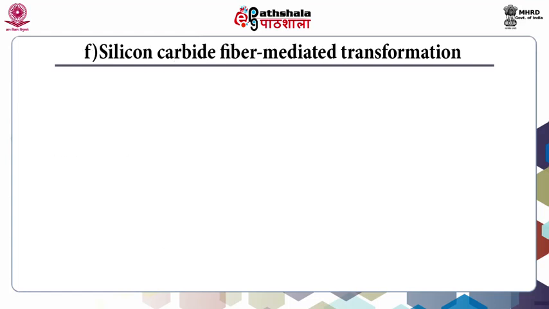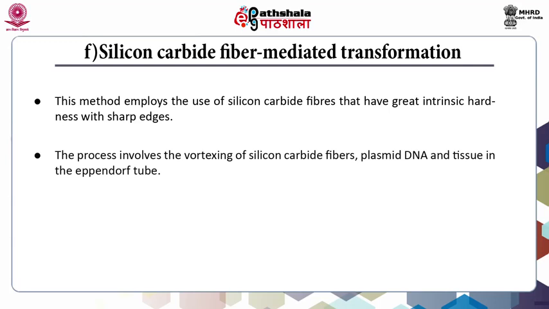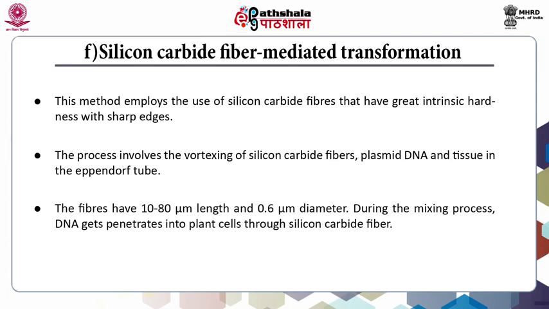The next method is silicon carbide fiber mediated transformation. This method employs the use of silicon carbide fibers that have great intrinsic hardness with sharp edges. The process involves the vortexing of silicon carbide fibers, plasmid DNA and tissue in an Eppendorf tube. The fibers have 10 to 80 micrometer length and 0.6 micrometer diameter. During the mixing process, DNA gets penetrated into the plant cells through the silicon carbide fibers.